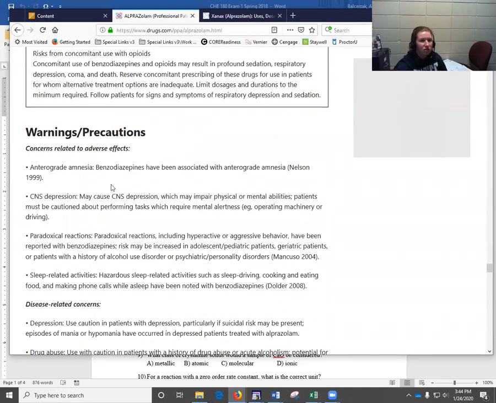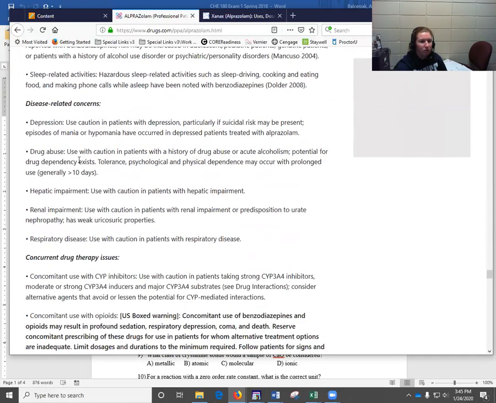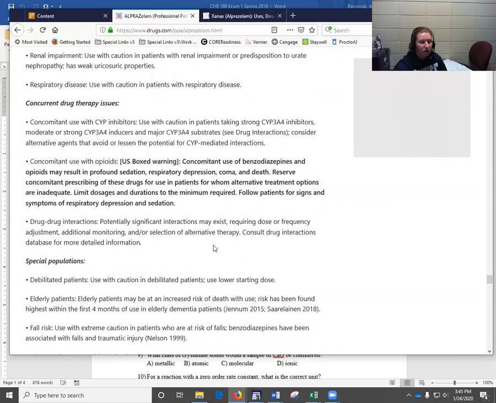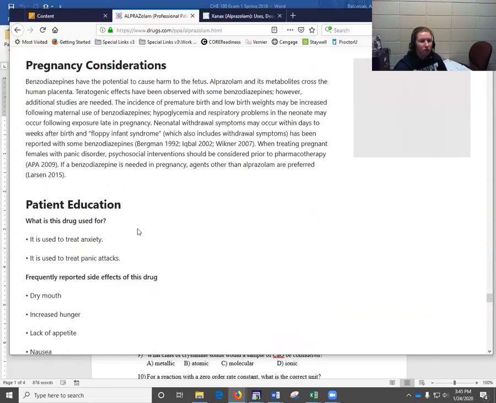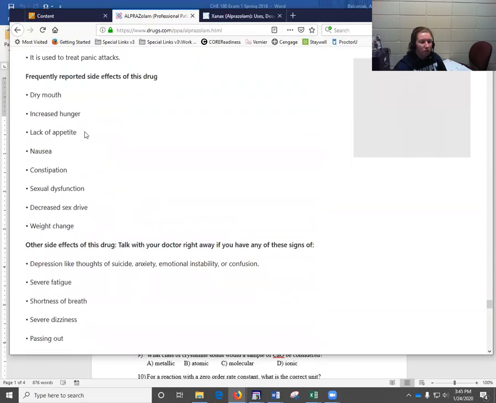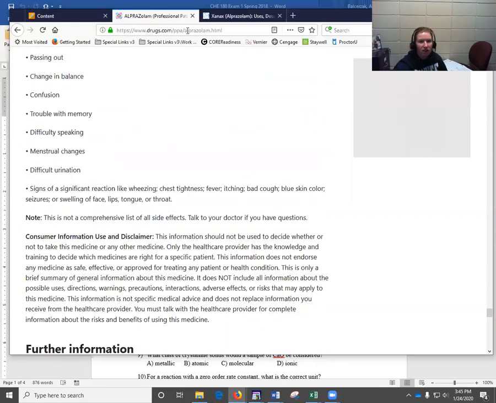Warnings and precautions. These are really good to know. So look, sleep driving, you may be doing things. This is sort of like it can cause a blackout. Drug abuse, use caution. Here, if it has a boxed warning, you definitely want to note that. Other warnings. You can also look into patient education. This is going to be real helpful in using words that the patients would understand.